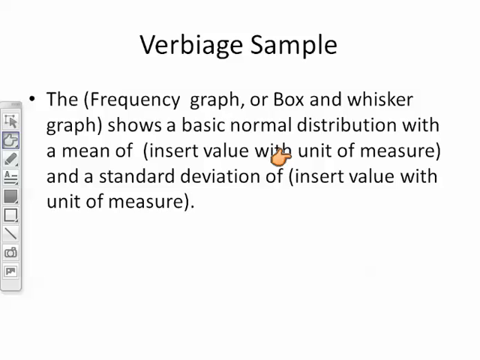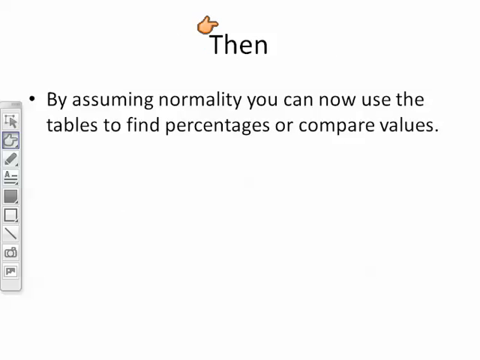These are the types of things that when you're taking the AP test, this little paragraph, customized to the question in question, will get you enough credit to say, yes, it was a normal distribution. Then, by assuming normality, you can use the z table, and you can find the percentage of the value that's underneath the graph, or the percentage of the value of what they're looking for.